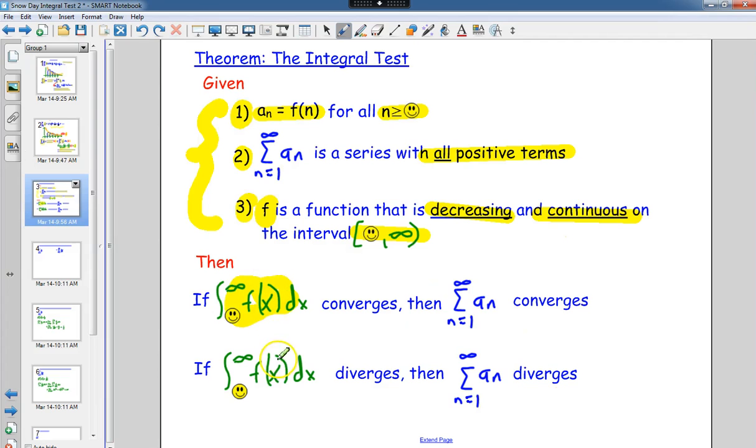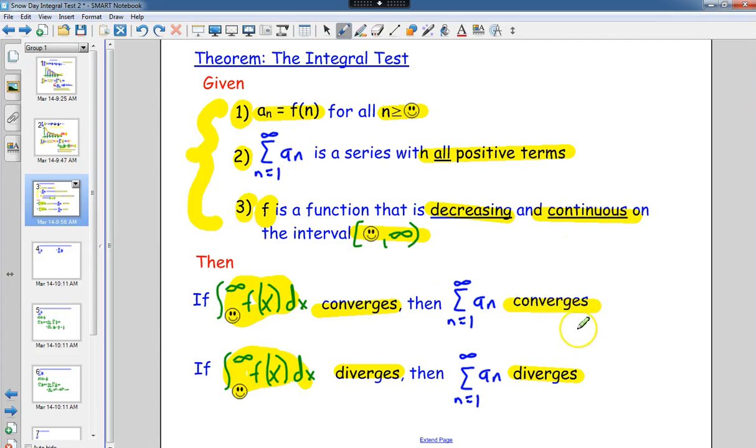And the integral test is basically going to involve initially evaluating the improper integral of the relevant function from usually 1 up to infinity. And the basic gist is that whatever the improper integral does, so does our series. So if our improper integral converges, then our series also converges. But if our improper integral diverges, then our series will also diverge.